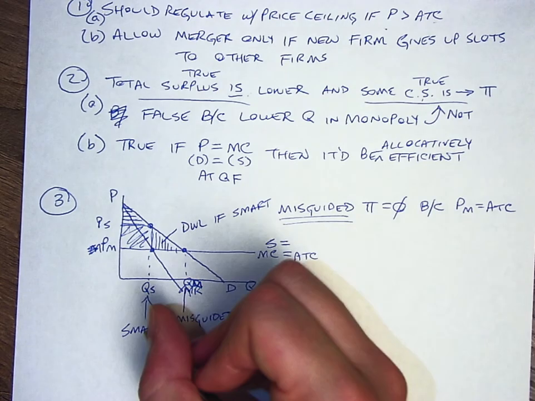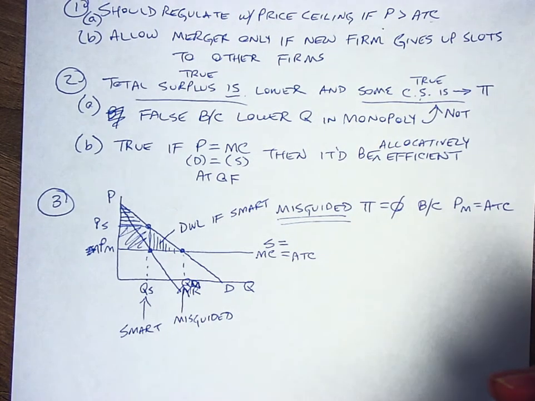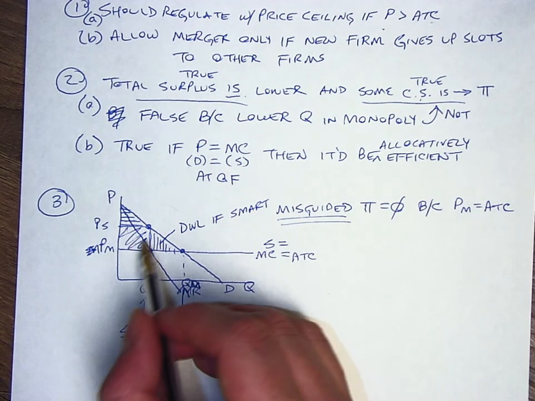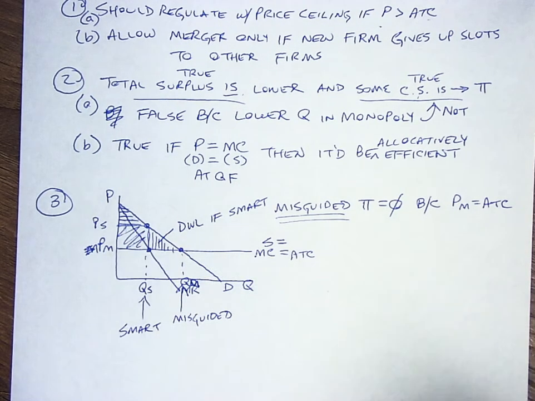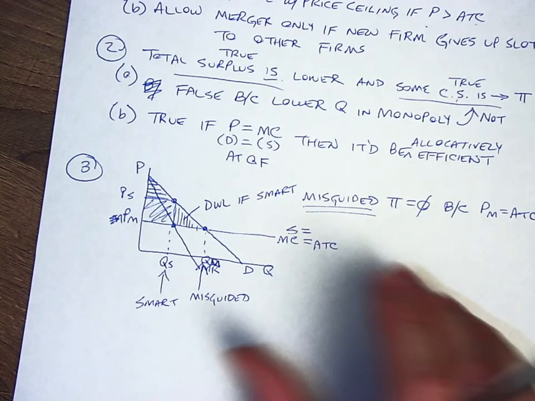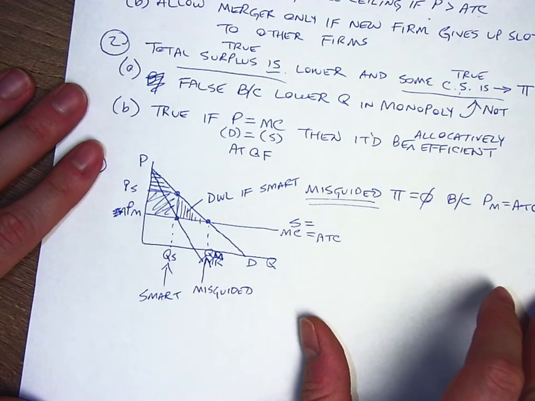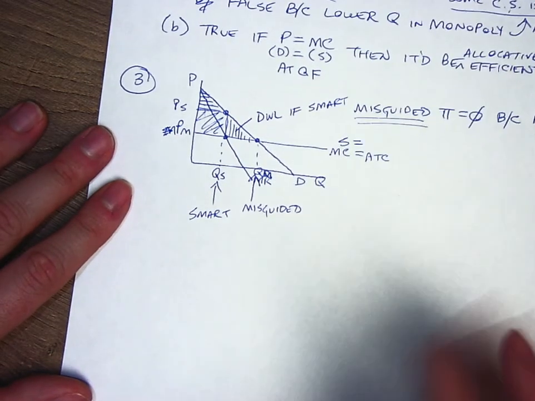So the smart one would end up generating some deadweight loss, but they don't care about it because then they get this as profit, and only that is left for the consumers. Okay, so at this point, we can take a look at the multiple choice.